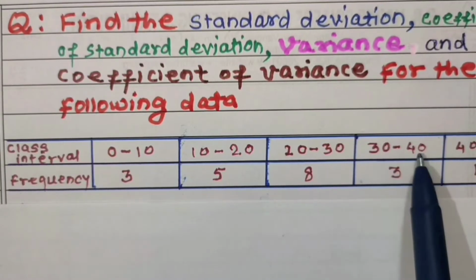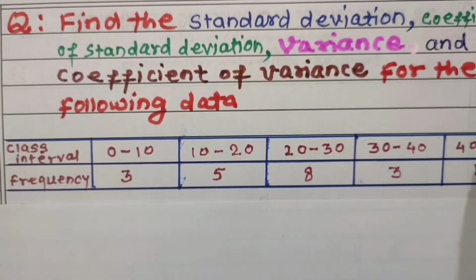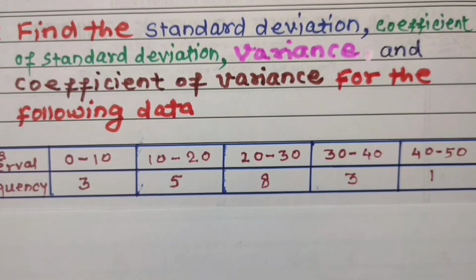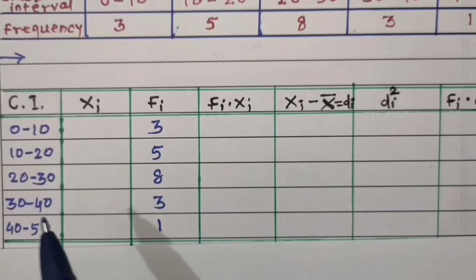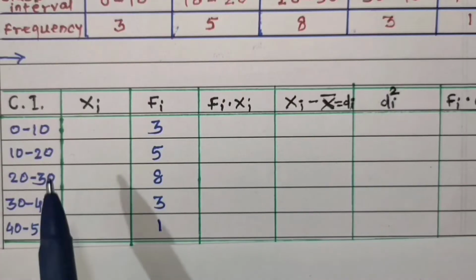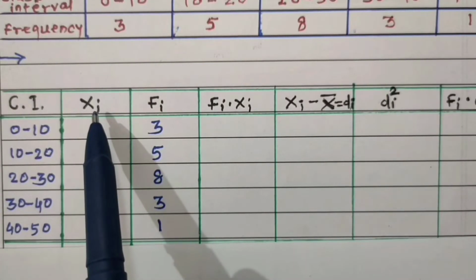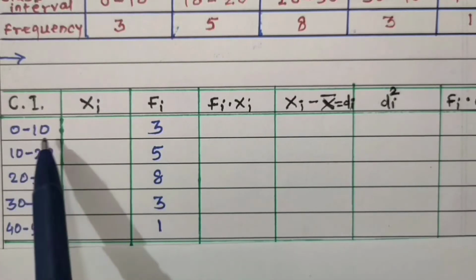For 30 to 40, frequency is 3, and for the last class interval 40 to 50, its frequency is 1. In this way, this grouped data is given. To solve this sum, we have to prepare a table like this. First column for class intervals, second column for xi. Xi means midpoint of each class interval.